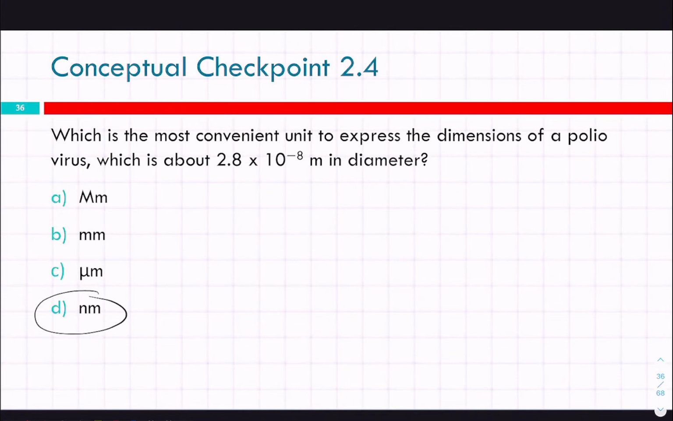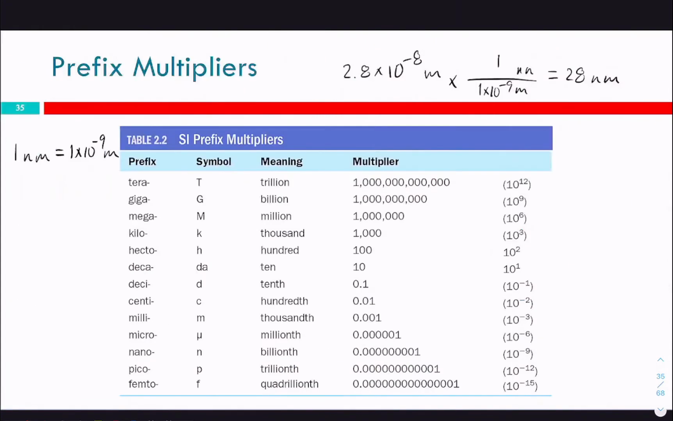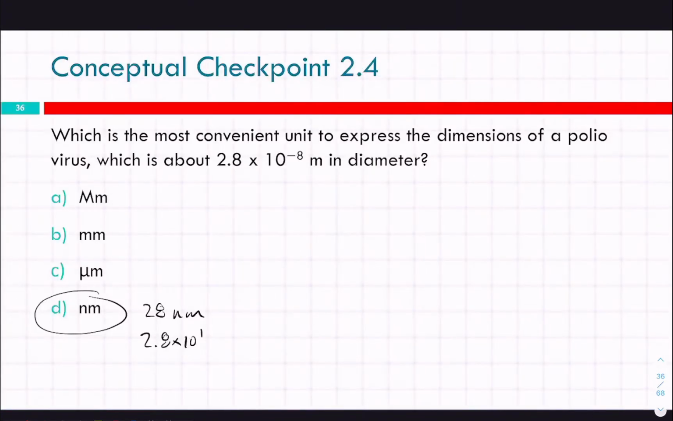So let me do this too, actually. This would be 28 nanometers, which we could write as 2.8 times 10 to the 1. If we had used, I guess the other one we have here is micrometers, this would have been 2.8 times 10 to the negative 2, or 0.028 micrometers. So that still makes that number a lot more workable.